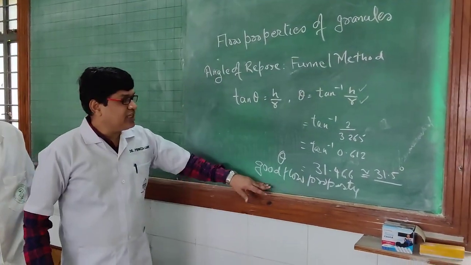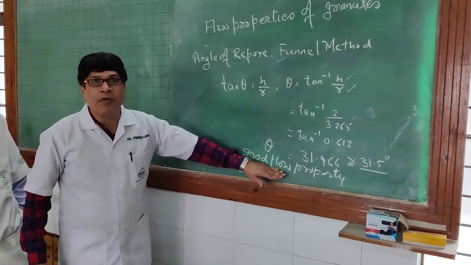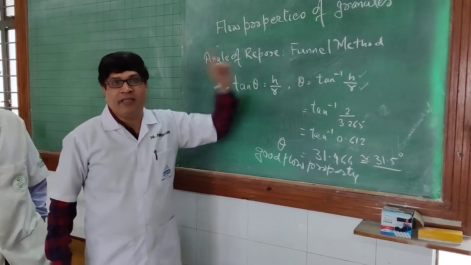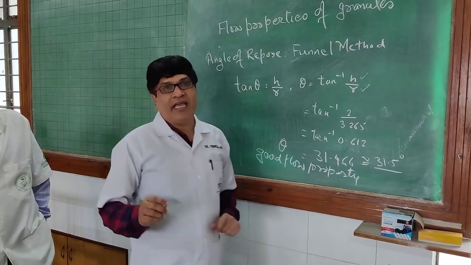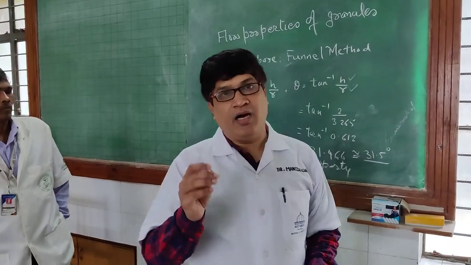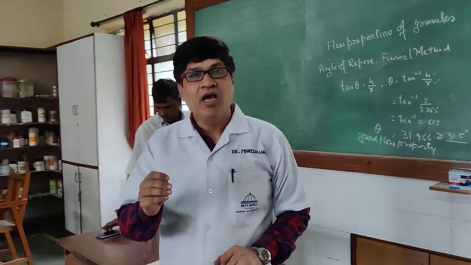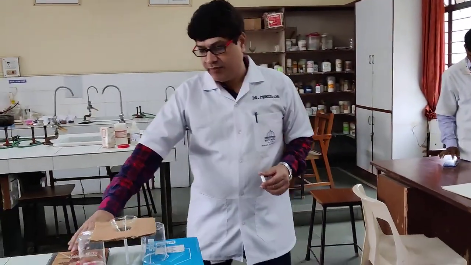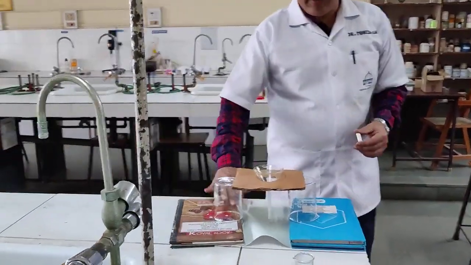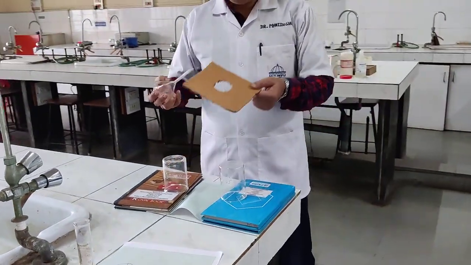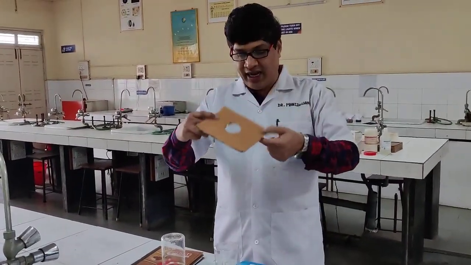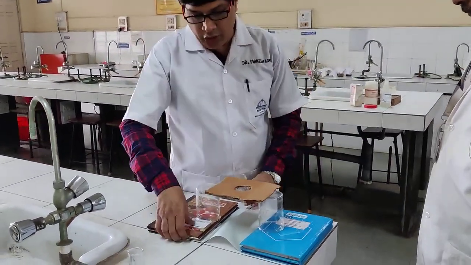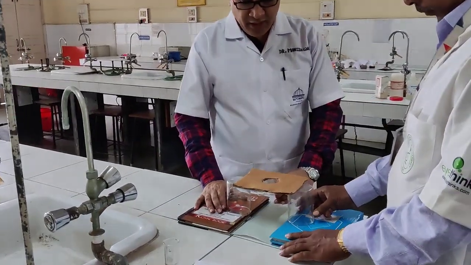So this is how we have found out the flow property of granules with the help of angle of repose, that is the funnel method. Now you would be saying that you won't be having the burette stand, you won't be having the equipment at home. So what you can do is you can make this type of an assembly. Here I have taken a cardboard, I have created a hole inside it. Whatever plastic funnel you are having at home, you can use that funnel.